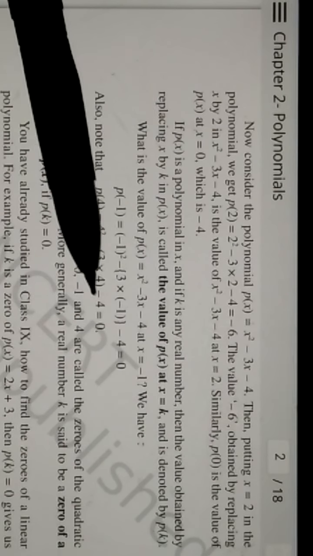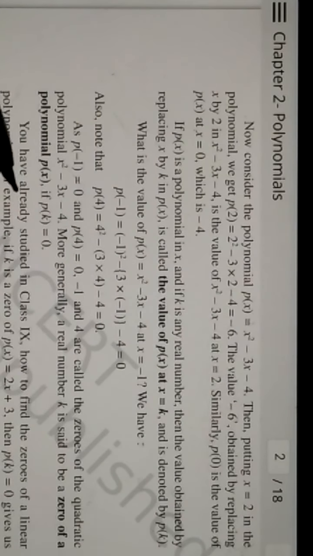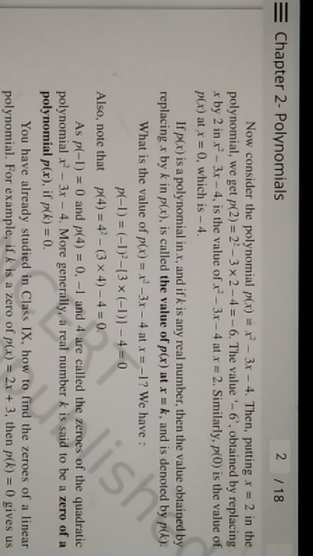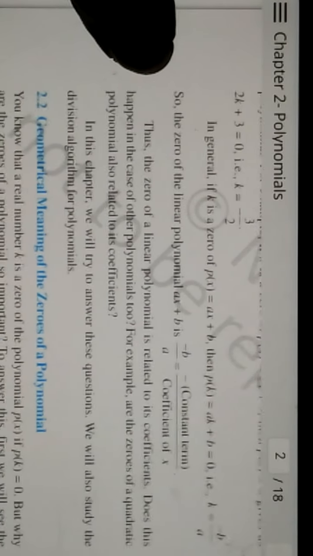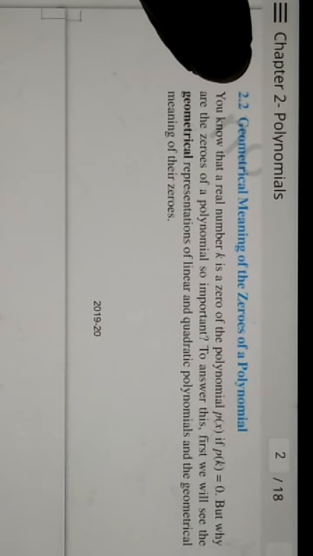When this value comes out to be 0, then we say that x equal to k is the zero of the polynomial. Zero would actually mean the solution of this polynomial also, or roots of the polynomial. Those are various names given to you. So all this is quick revision. You all are familiar with this, but of course you need to keep revising and keeping them in mind.